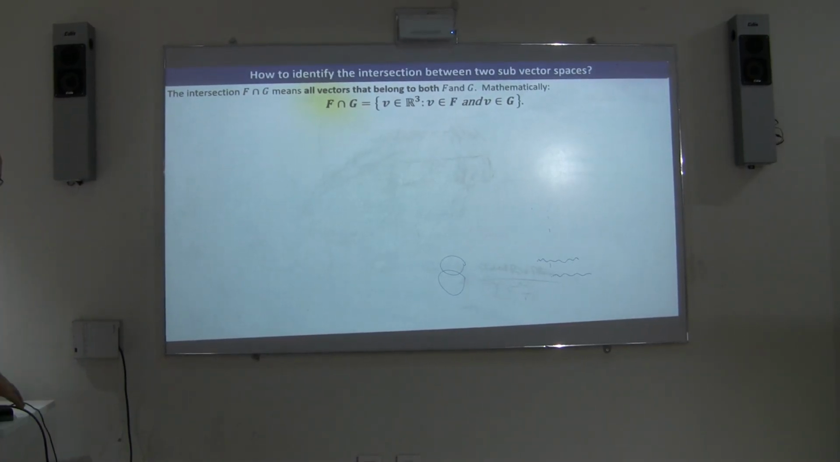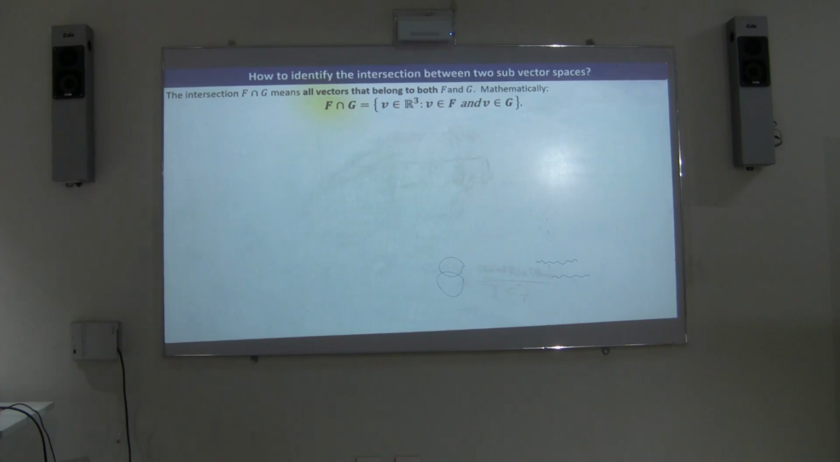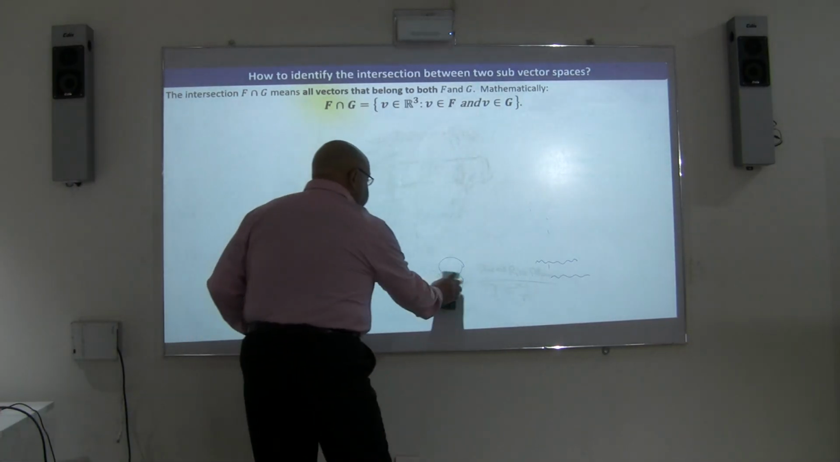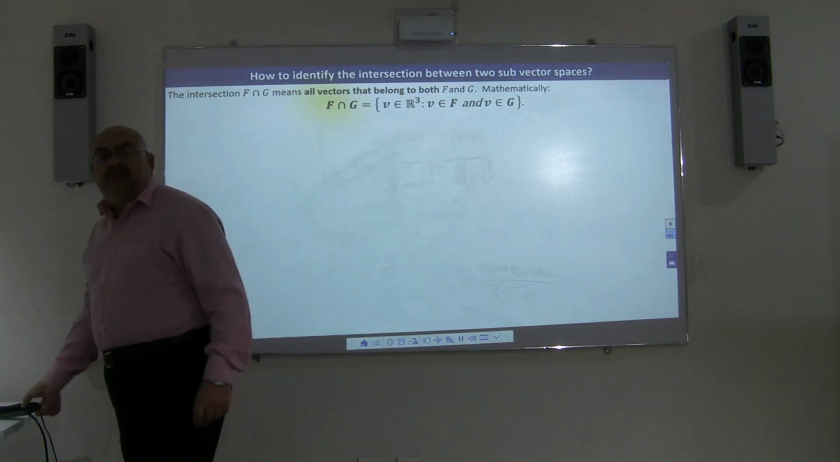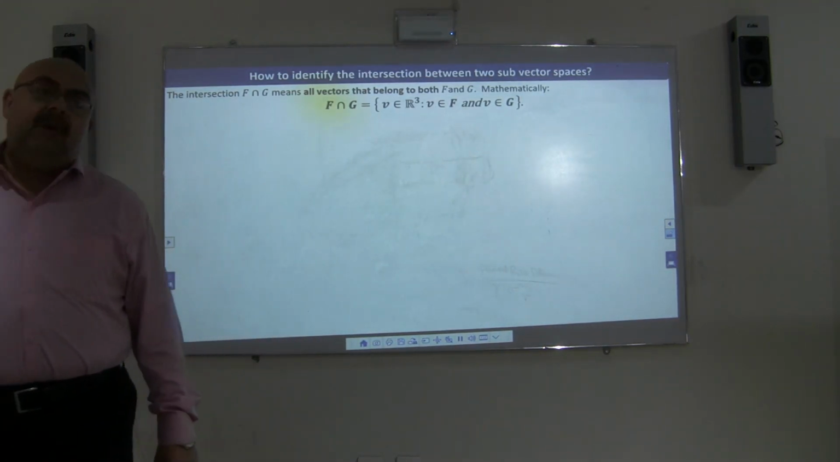One of the major questions that you will face at the next midterm and on the final is how to identify an intersection between two subvector spaces.